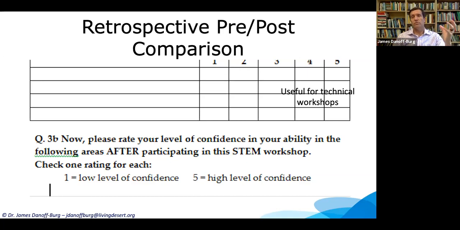You might actually find them giving a lower value on the post relative to the pre-test, right? So pre-test is when we ask a question, a survey of someone before an intervention, and a post-test is when we ask them after they do the intervention, right?